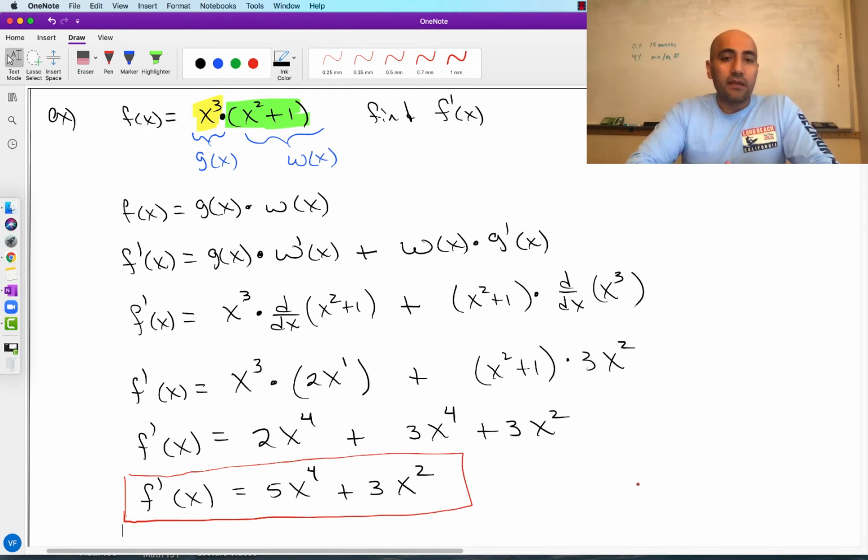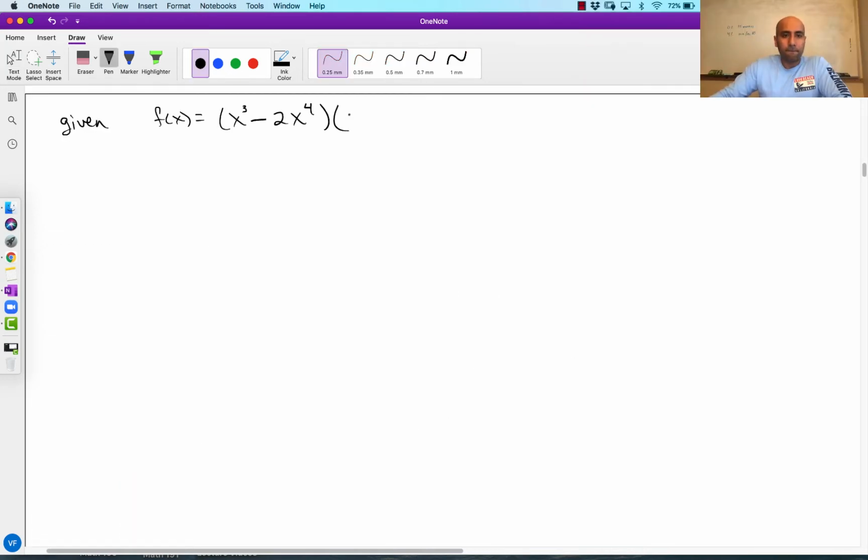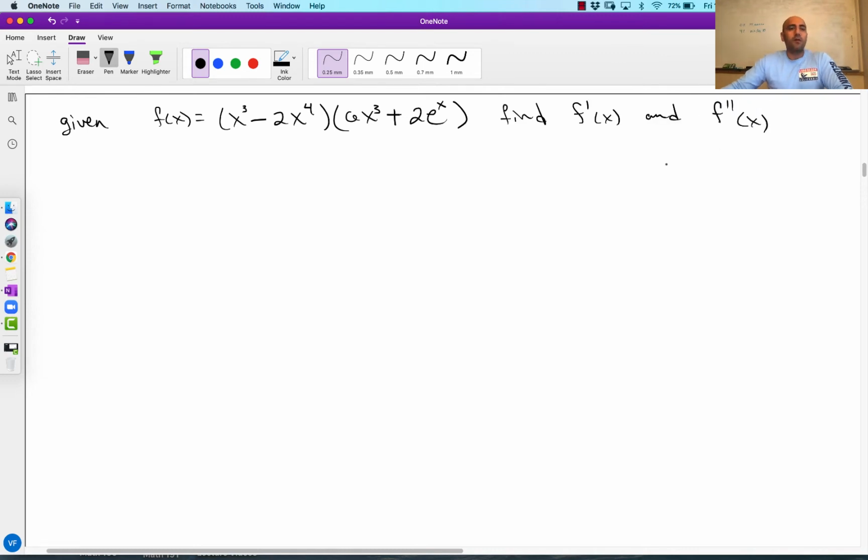At this point, the advantage of using this product rule is still not very apparent. We got the same answer doing it both ways, so who cares? But now let's do a more complicated one where the advantage starts to make a little bit more sense. Given this function, f of x equals x to the 3rd minus 2x to the 4th times 6x to the 3rd plus 2e to the x power, find the first derivative and find the second derivative.